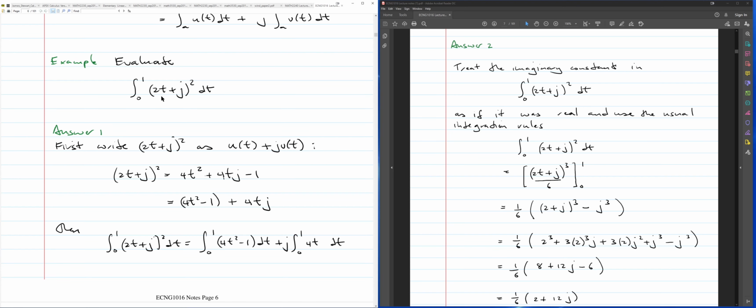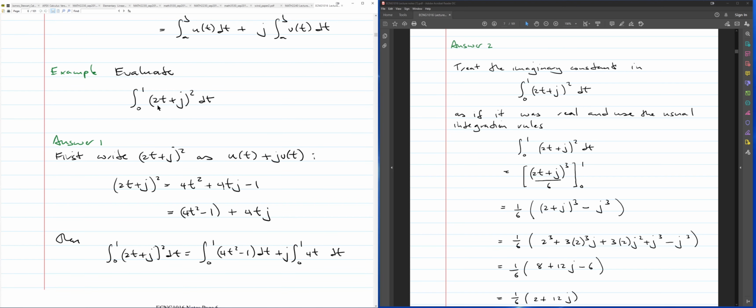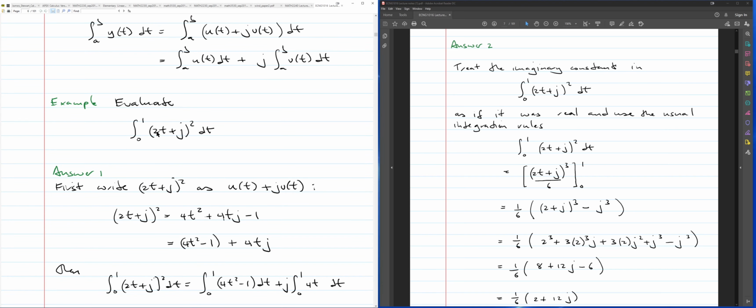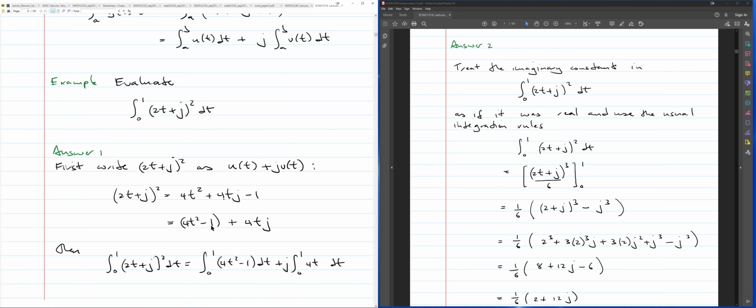In this case here, in order to work this out, I expanded the 2t plus j squared, and I got a function 4t squared minus 1, and then I got a function 4tj. And I integrated the 4t squared minus 1 and the 4t separately. And then I just put the j in front of the integral of 4t dt between 0 and 1.